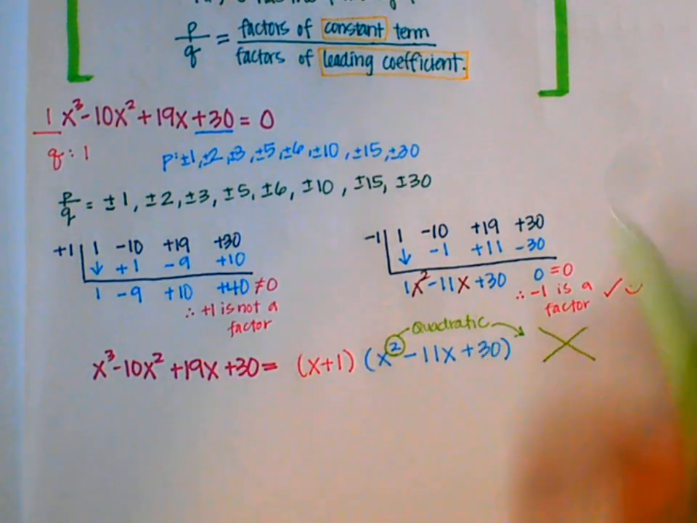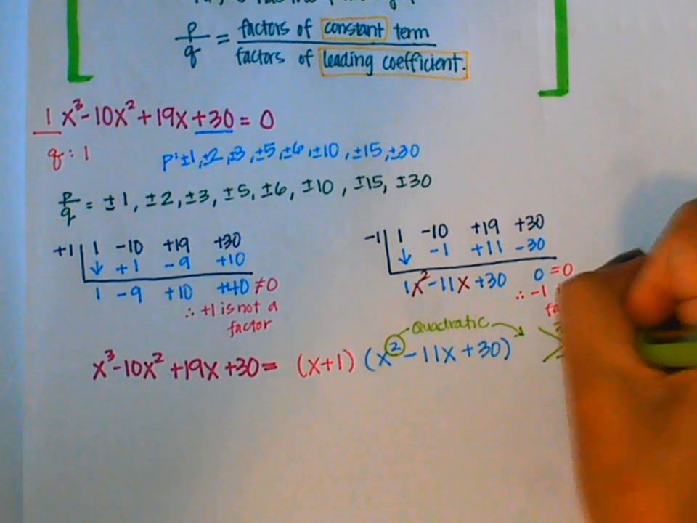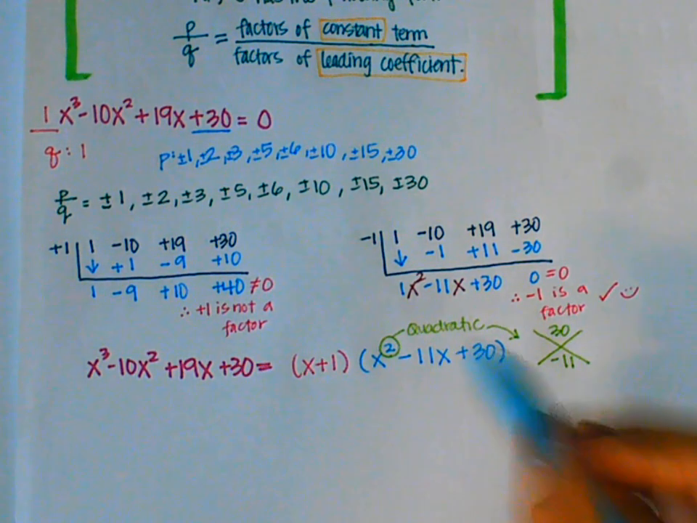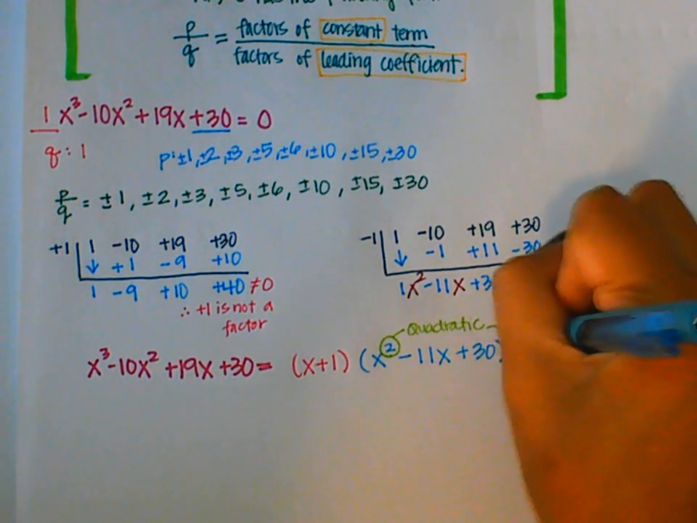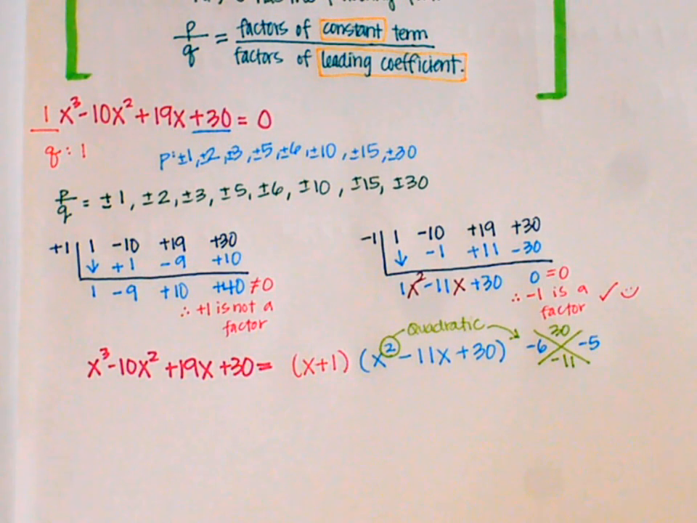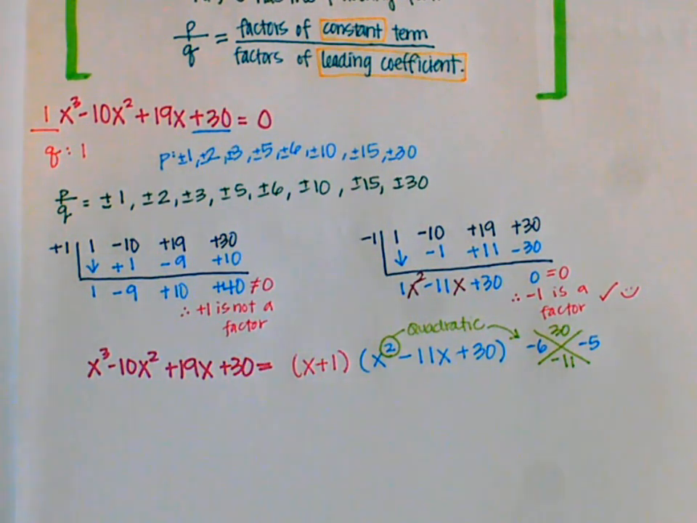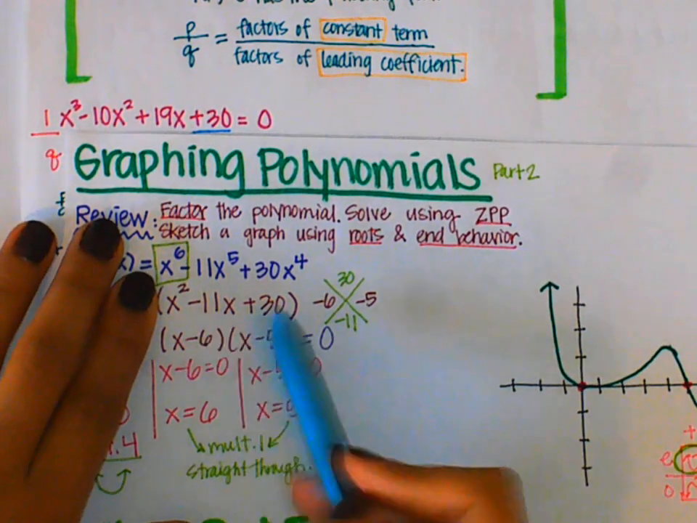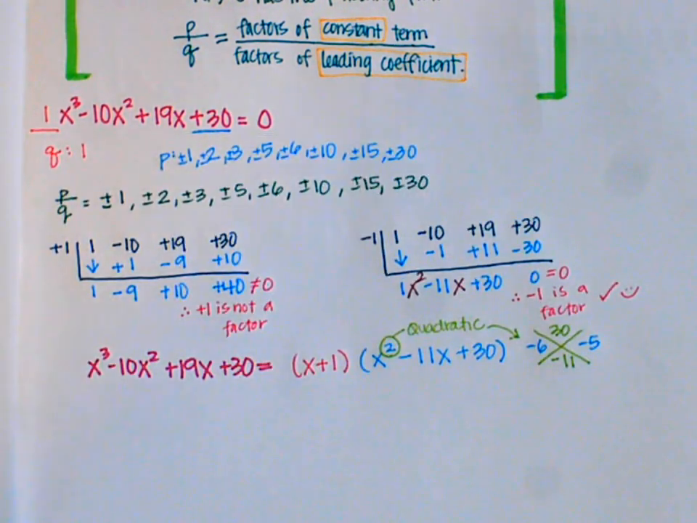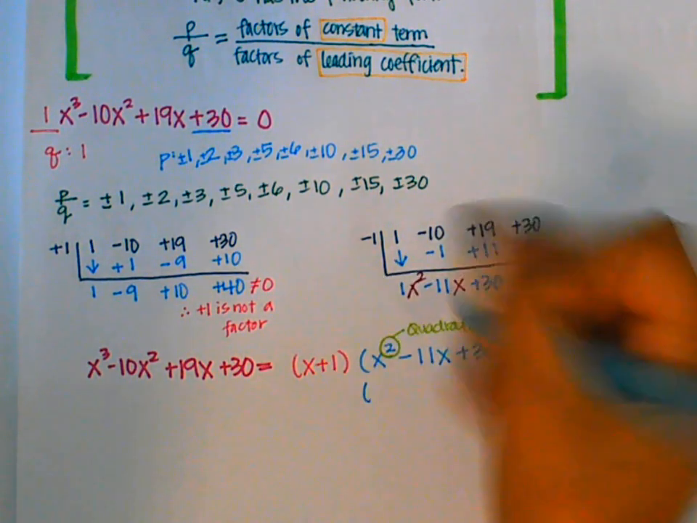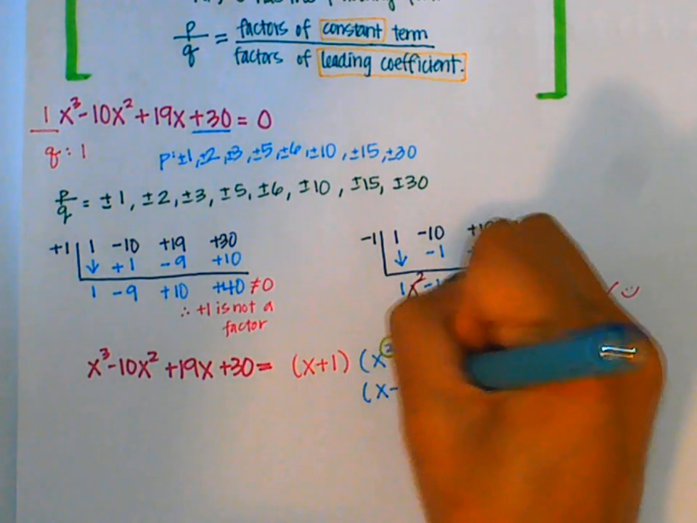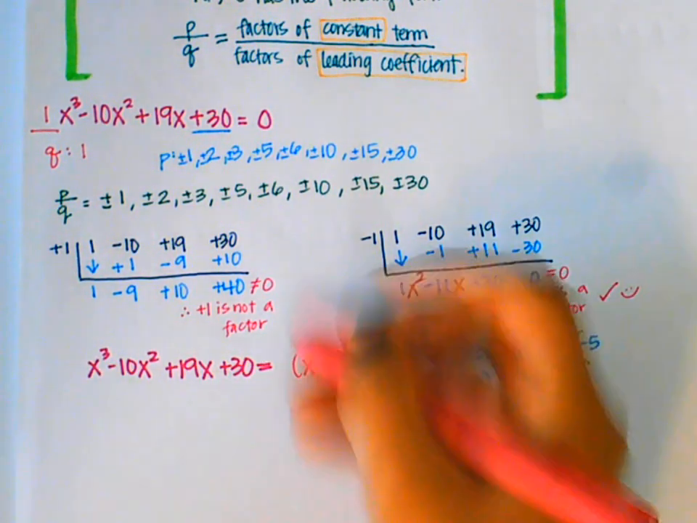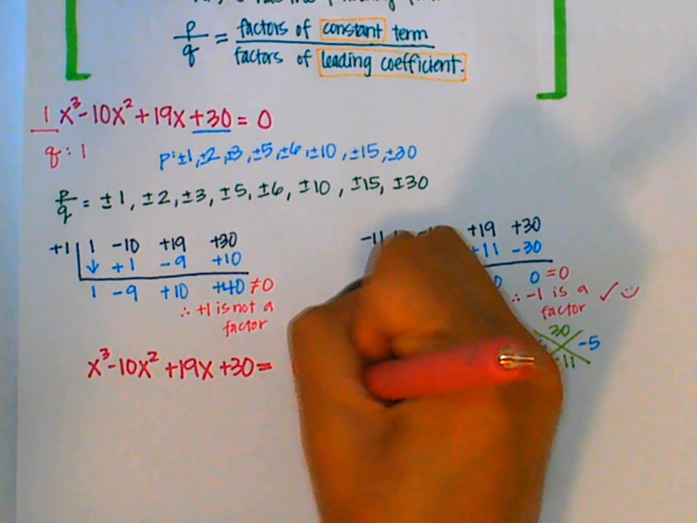So a times c is 30, -11. And this is looking a little bit familiar from what we just did. And then I get -6, -5. If you don't remember, we actually had that same trinomial right here. So this is what I'm saying, it looks familiar from this. Now I'm going to rewrite this as x minus 6, x minus 5, and I'm going to make sure I bring down my x plus 1.